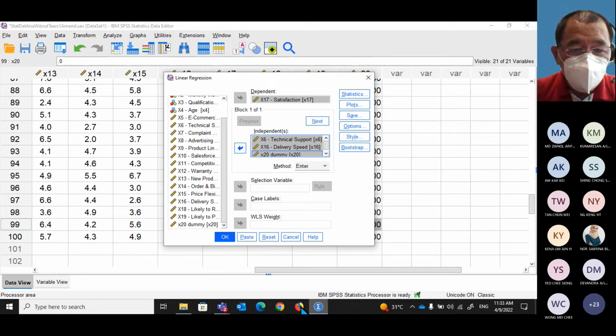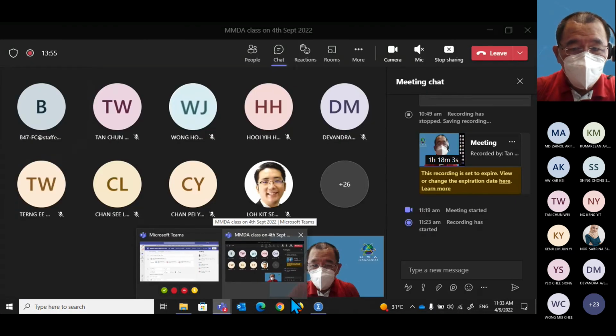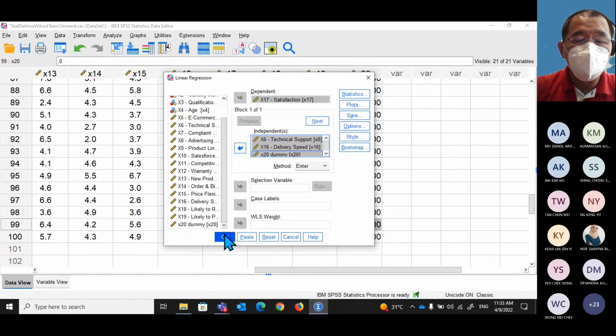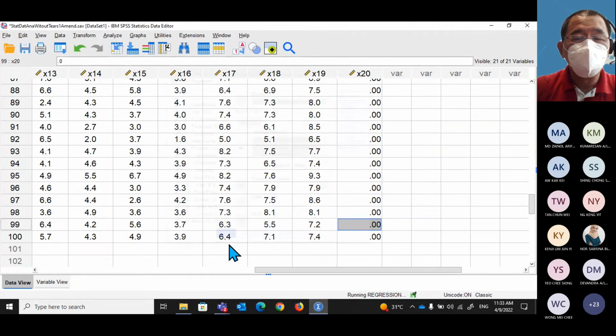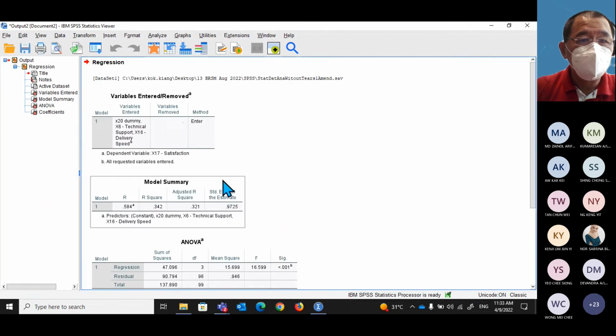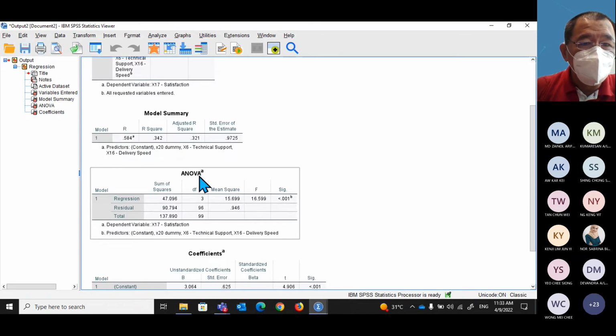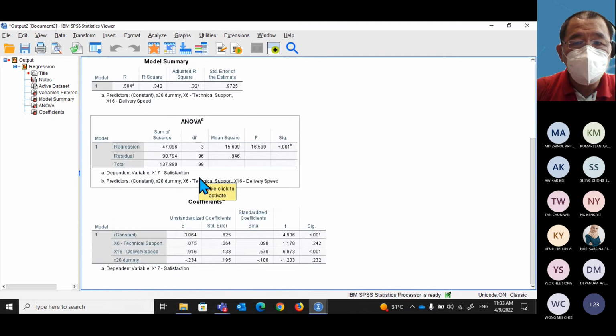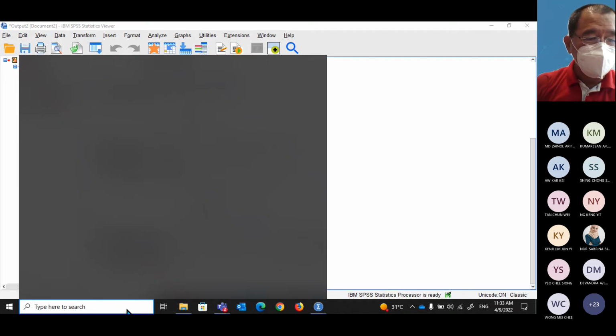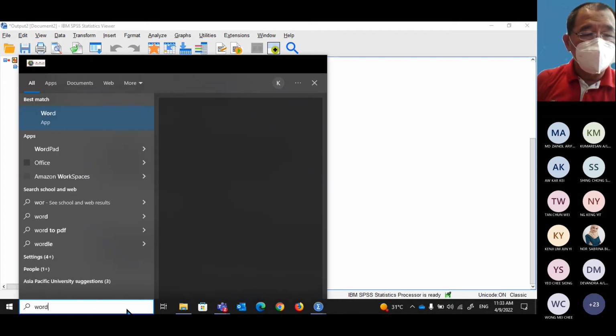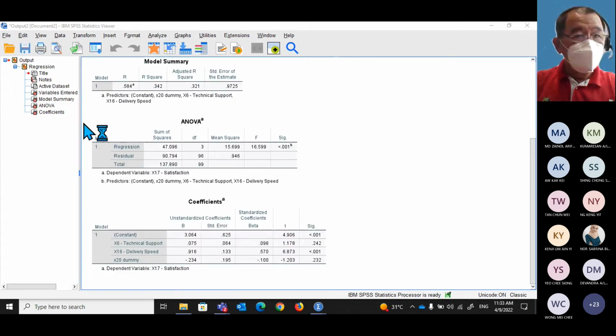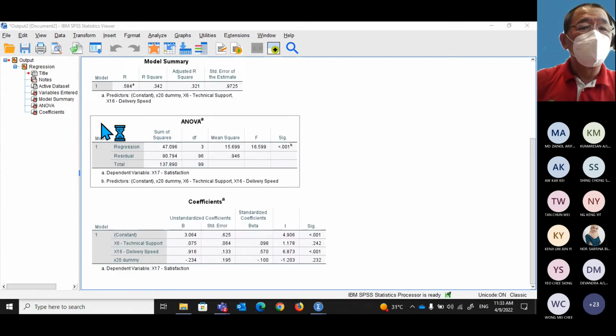So if no problem now, we can just click OK to get the output. Yeah, so like this. I give you 10 seconds. Make sure you get the same output. Then we can continue with the interpretation.